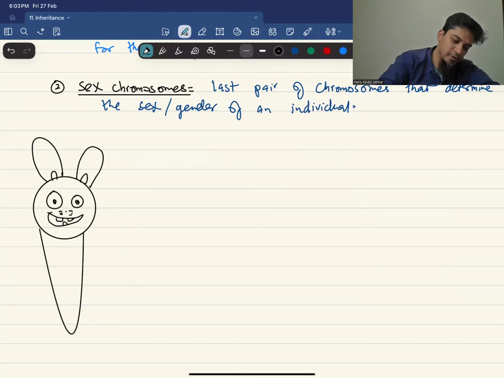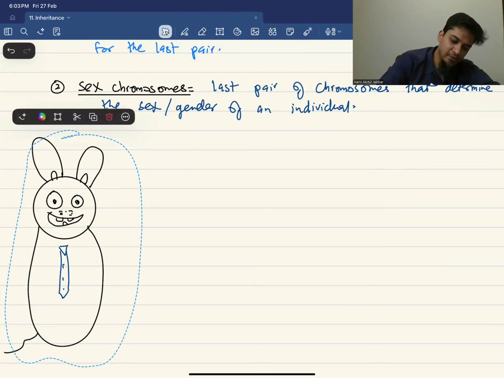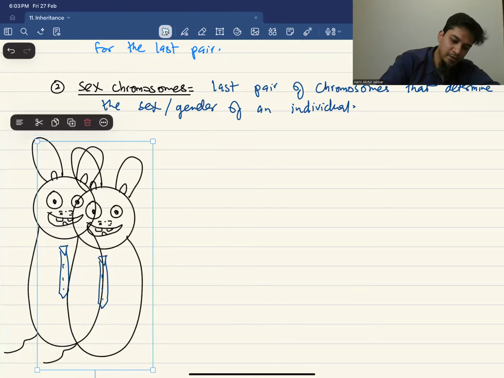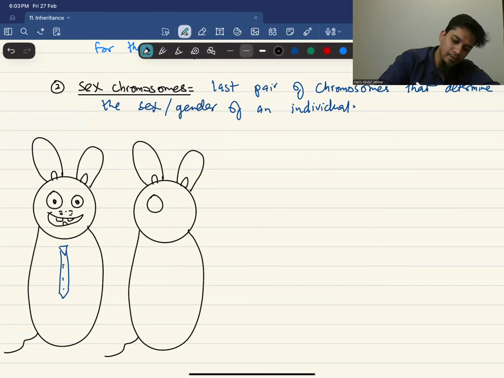Okay, not the body that I wanted. Right? So now Mr. Whiskers, he also has a family, he also has a wife, and that is Mrs. Whiskers. Now, Mrs. Whiskers has a warmer smile, right? And let's give her a bow.